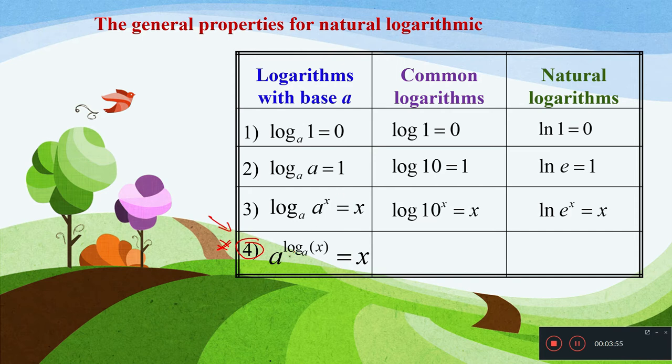So, how to memorize this rule number 4? A is the base of the index, and then A is also the base of the log. So if they both have the same base, then you can sort of cancel them off, and then the final answer is what's left here. Okay, so that's how you memorize this formula, because they are not going to give you this formula in the exam.